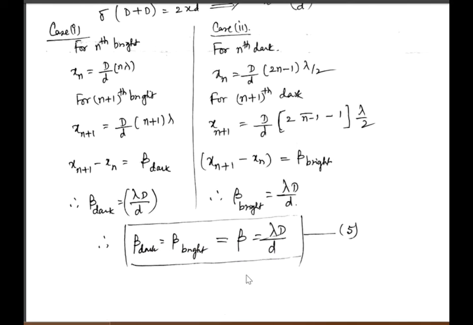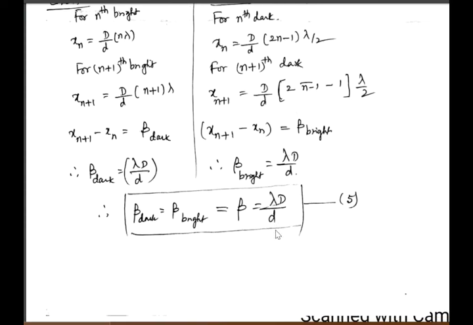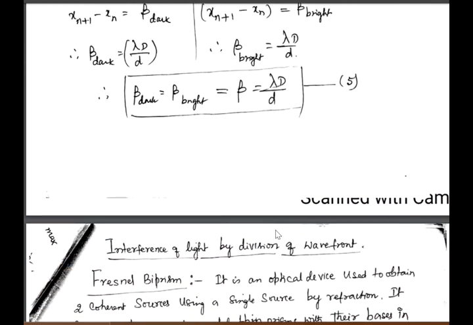So thus the conclusion is, whether it is a dark fringe or a bright fringe, the fringe width beta is a constant equal to lambda D by small d, where lambda is the wavelength of the monochromatic light used in the experiment. Capital D is the distance of the screen from the plane of the double slit, and small d is the distance of separation between the two slits in Young's double slit experiment. So this is a formula, no derivation, just remember the formula.